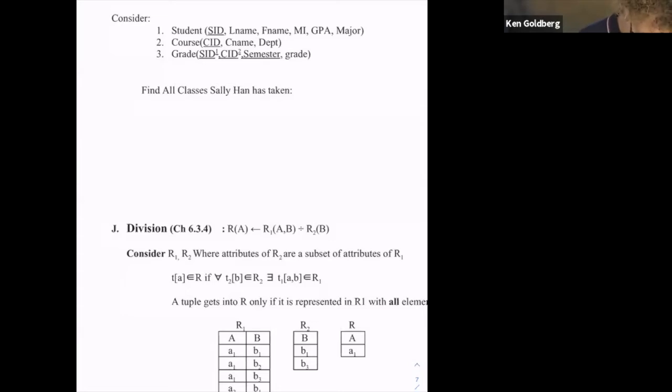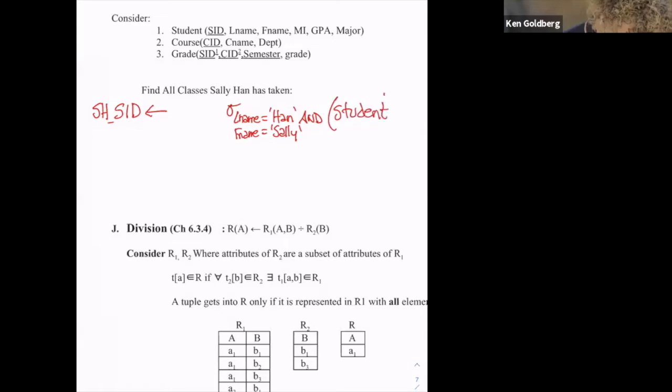We're going to create a variable, a table, a relation called Sally Hahn's student ID. You can call it anything you like, but that's just what I'll use. Then I'm going to take the projection, or sorry, the select of last name equals Hahn and first name equals Sally from the student table.